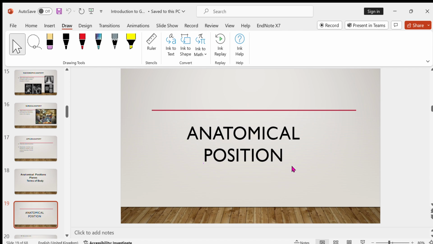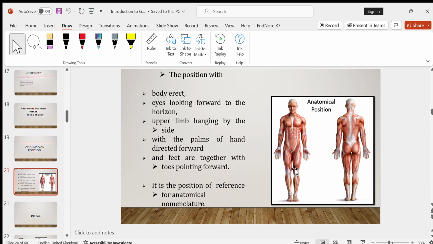So first of all, we'll discuss the anatomical position. Anatomical position is that the body is standing erect with the face, palms, and feet facing forwards. This is the anatomical position.